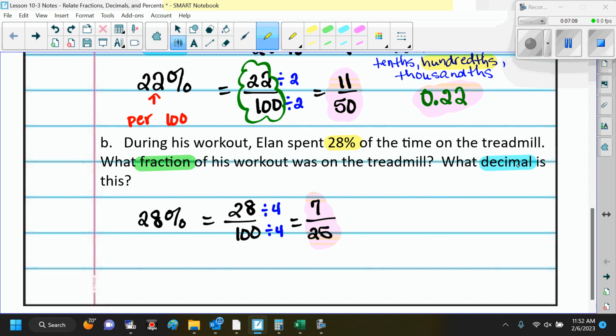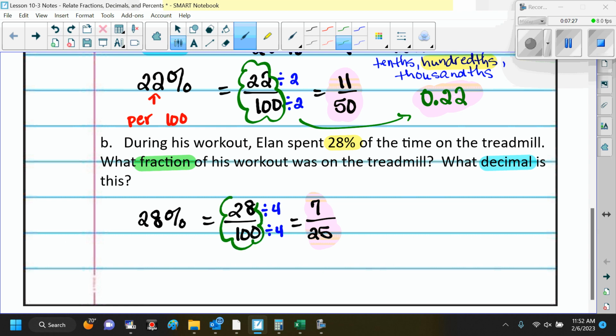And now the next thing we want to do is we want to go from a fraction to a decimal. So here, which fraction am I going to read? 28 over 100 or 7 over 25? 28 over 100. Very good.